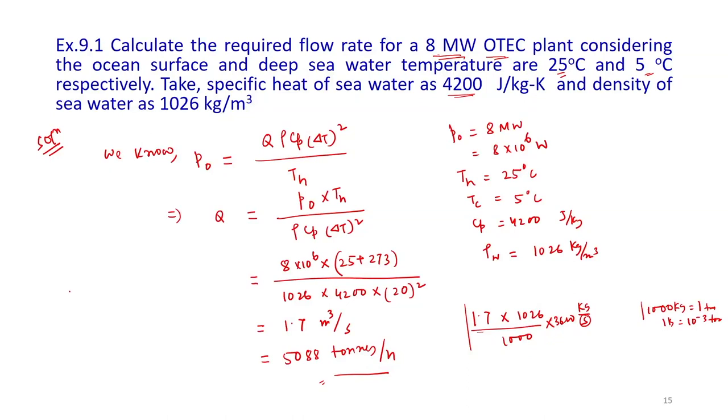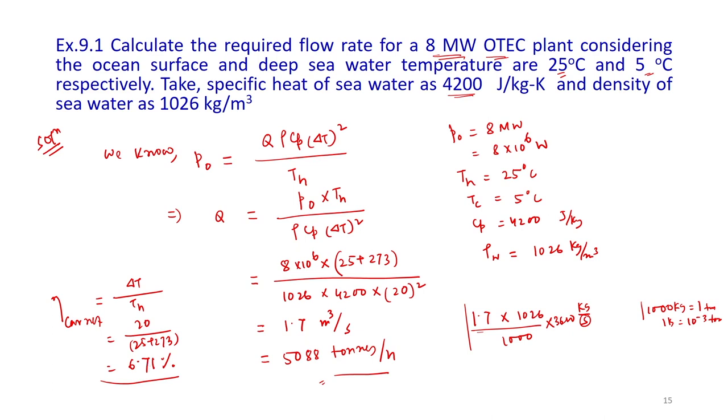if we calculate the Carnot cycle efficiency, it is something like delta T by TH. So delta T is 20 and TH is 25 plus 273. So this value is about 6.73% or about 6.71%. Okay?